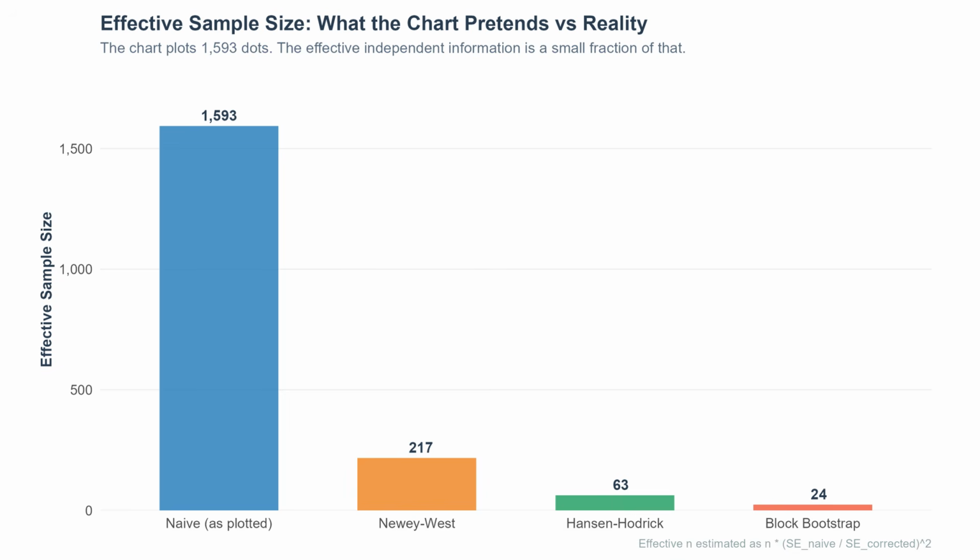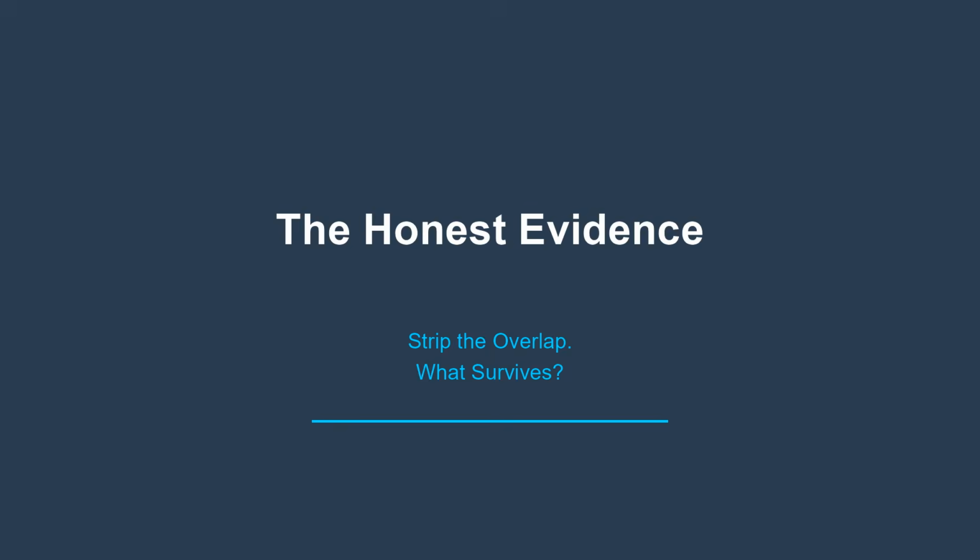The chart shows you this massive, intimidating Roman legion of data points marching in a perfect line. But when you strip away the camouflage, the actual independent fighting force is just 24 guys wandering around a field. An army of clones rendered down to a handful of actual soldiers.